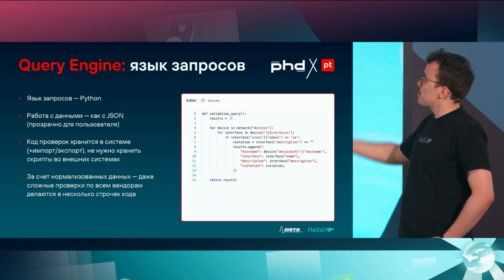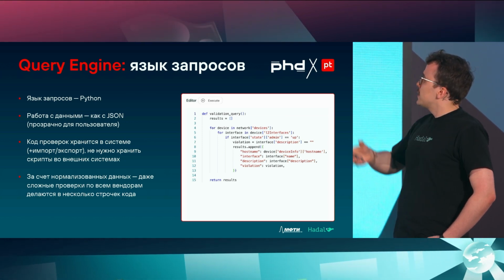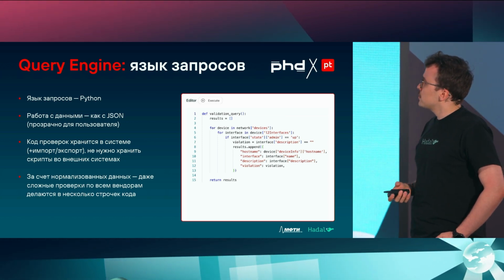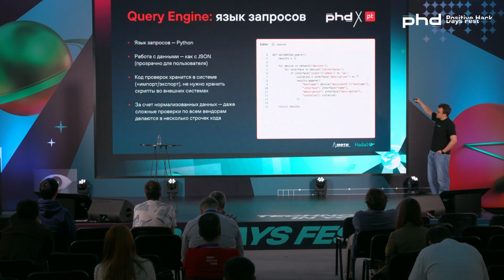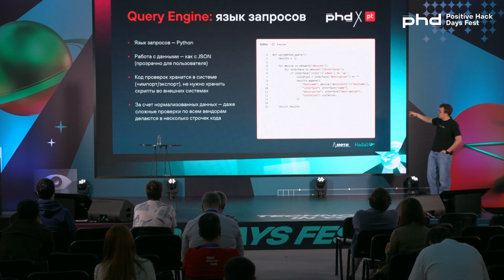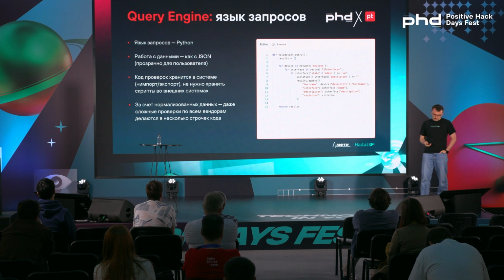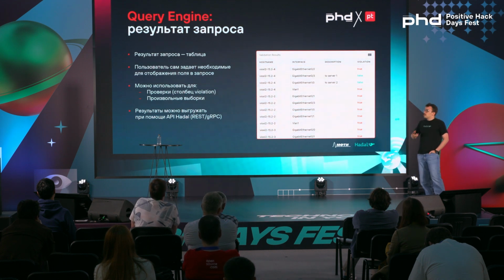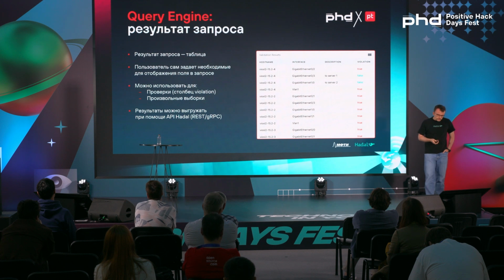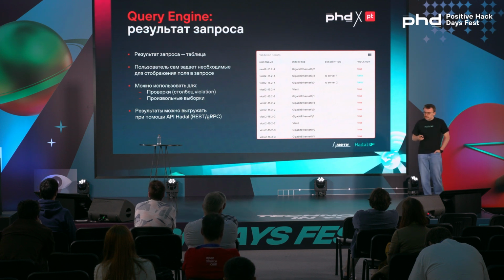The user works with data in JSON. This is a script example that allows you to get information from all devices that have not been configured description-wise. We want to check the description of a specific device if its status is up. As a result of this query, the user gets a table.